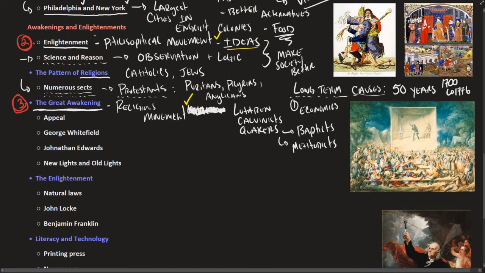Interestingly enough, the Enlightenment and the Great Awakening are almost opposite from one another in some ways. For example, a lot of Enlightenment thinkers will reject religious dogmatism, religious dogma, religious ritual. It's not necessarily an anti-religious movement, the Enlightenment.